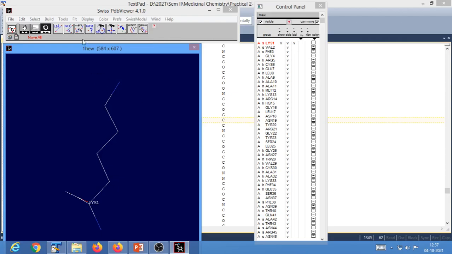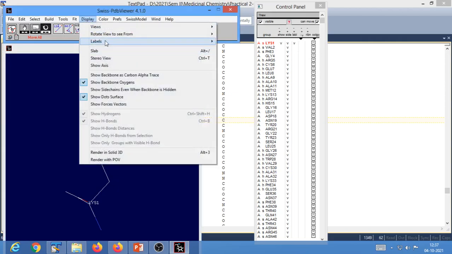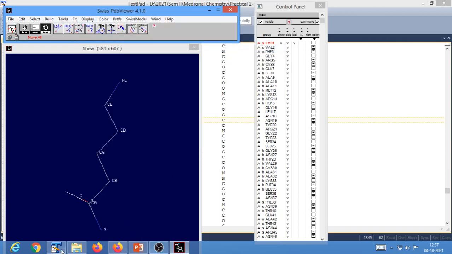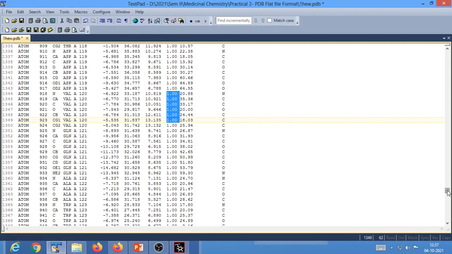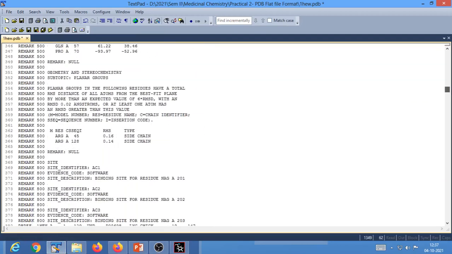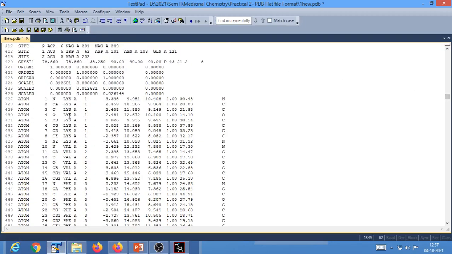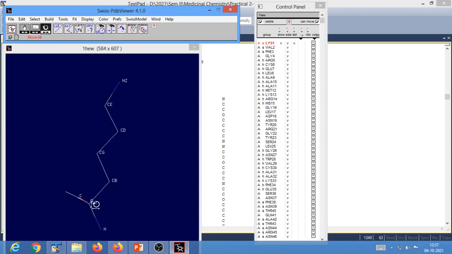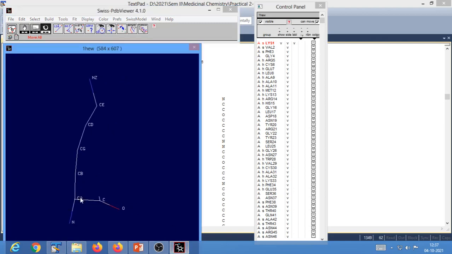Let me label it by the name of atom, and you can now see, as I have shown over here, that you have been provided with data of only heavy atoms. Okay, so this is the C alpha carbon atom, this is the carbonyl carbon atom, this is C alpha carbon atom, this is C beta carbon atom, C gamma carbon atom.